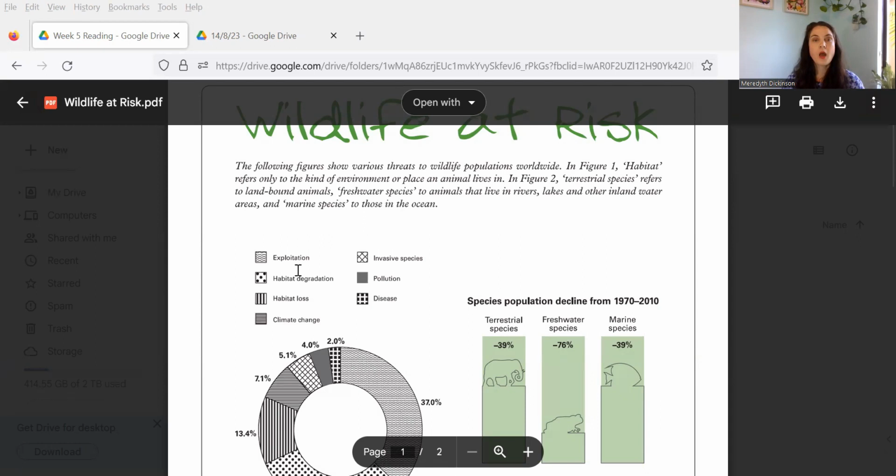Let's look at habitat degradation and habitat loss. Habitat degradation is when the habitat degrades, which means it's starting to fall apart. So it might be that all of the bees have been killed. And so now the bees can't pollinate the flowers. And now the flowers can't turn into berries. And then the berries can't be eaten by the bears. And now the bears don't have fruit to eat. There's no bees, so they have no honey to eat. So something has happened that has caused it to degrade and break down.